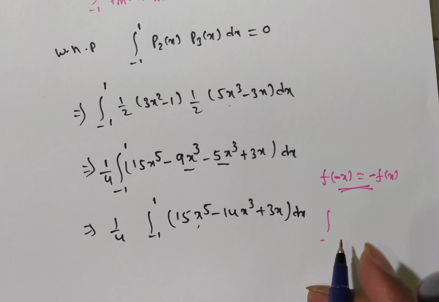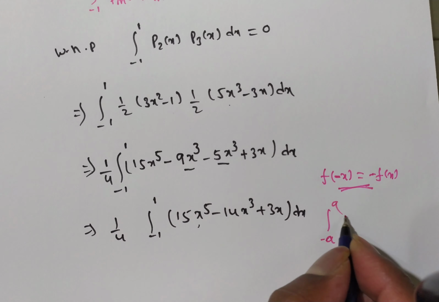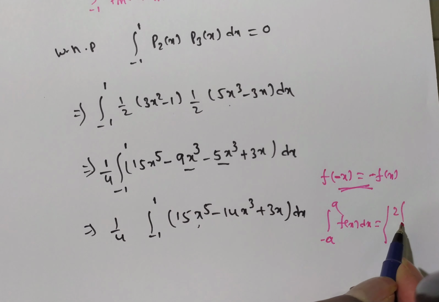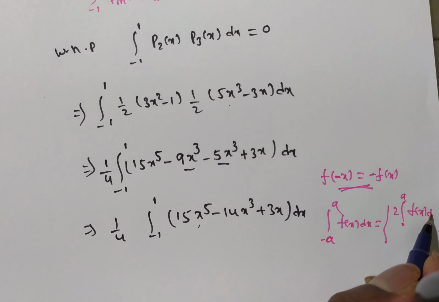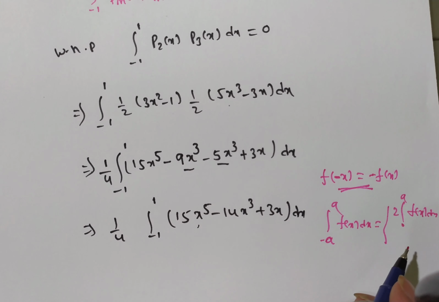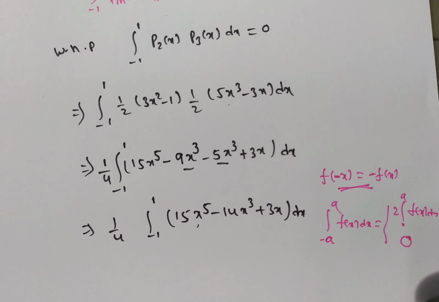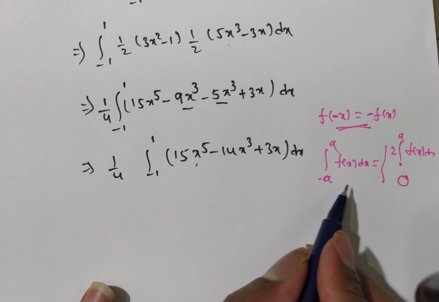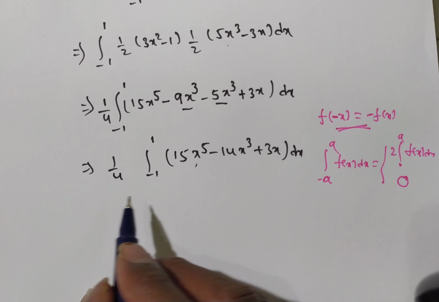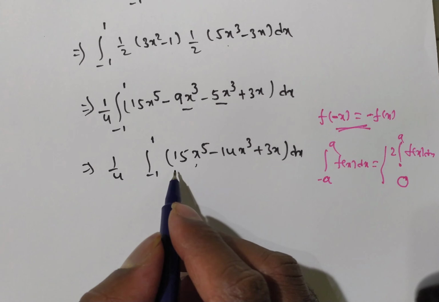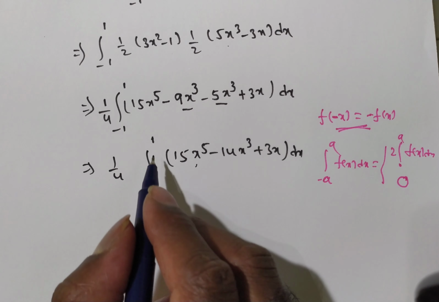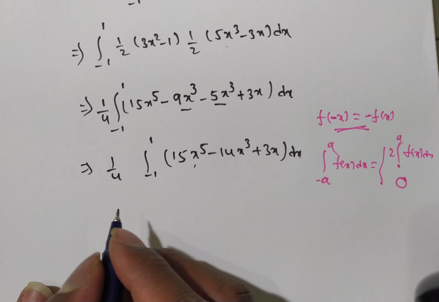Whenever in the definite integral minus a to a f of x dx, the value is 2 times integral 0 to a f of x dx if f of x is an even function, and if f of x is an odd function, then you can say 0. So you can say directly this value is 0. But now we are proving this one. Directly 0, how can you say? Because it is an odd function, so it is 0. You can write in words the given integrand is an odd function, so the integral from minus 1 to 1 is equal to 0, or else you can prove like this.